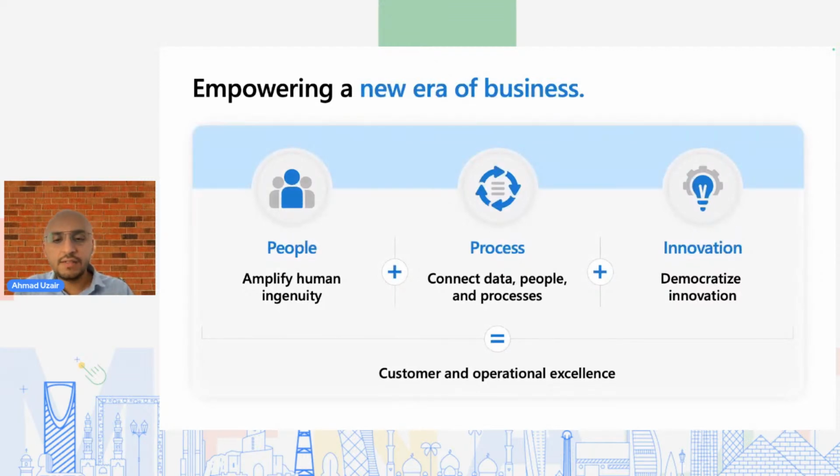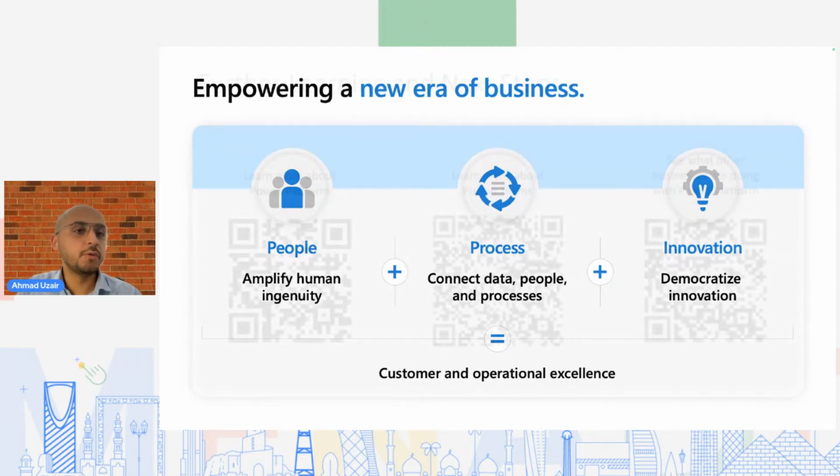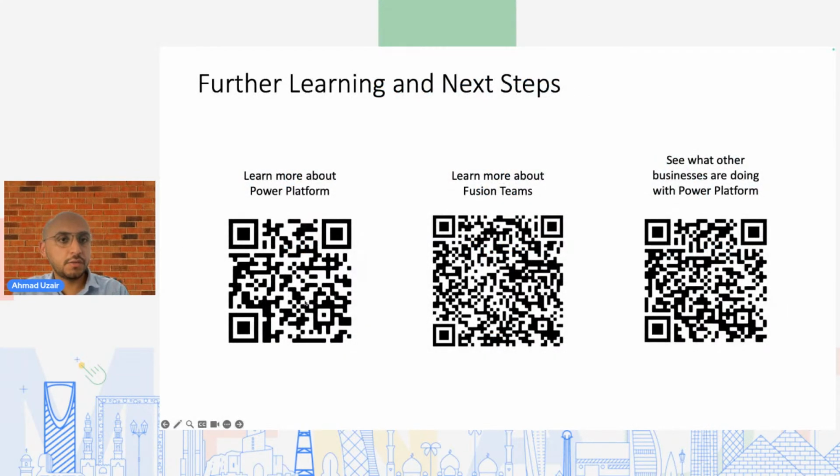As a next step, you can learn more about Power Platform using this QR code. You can learn about Fusion Teams, which I have not put in this presentation as we are running short of time. You can learn more about Fusion Teams, how citizen developers, who are the business users, can work together with the IT pros to build applications. And of course, you can also see some customer stories, actually how people are using Power Platform for their success.